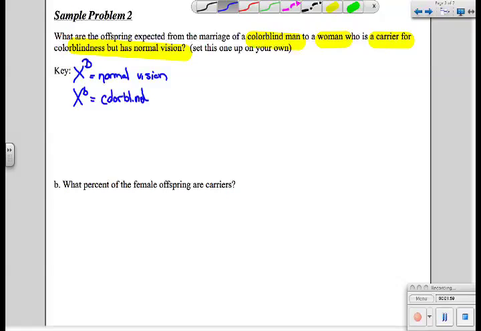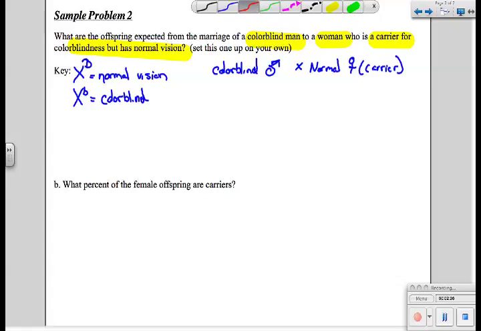Okay, step one, let's write out the phenotypes of the parents I'm crossing. So I have a colorblind man, and I'm using the symbols for male and female. Colorblind male crossed with a normal female. And I'm going to put in parentheses here that she is a carrier because that tells us some important information. The fact that she's a carrier tells us that she is heterozygous for the colorblind allele.